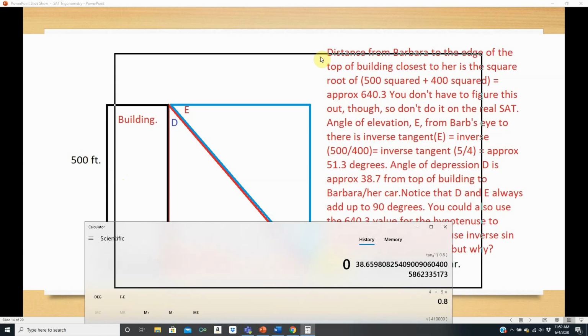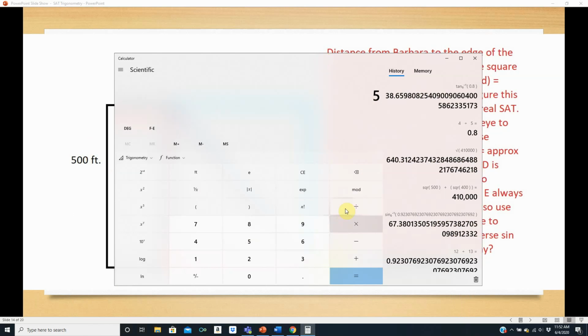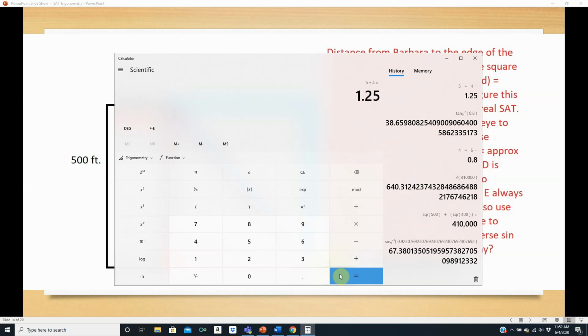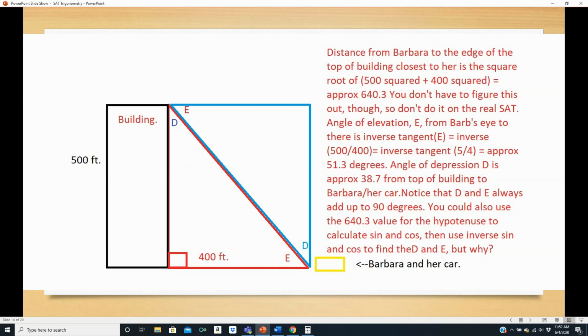Hopefully you know 5 over 4 is 1.25, but again, why waste brain power on it when you're on the test, when you already got jello brain because you're panicking? Okay, it's 1.25. We know that's the tangent, so we're going to take the inverse tangent. Hit second, make sure you see tangent minus 1. Boom, 51.34. So we're rounding to 51.3 here.